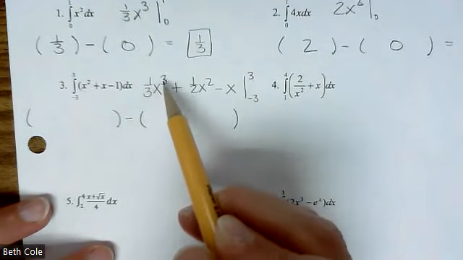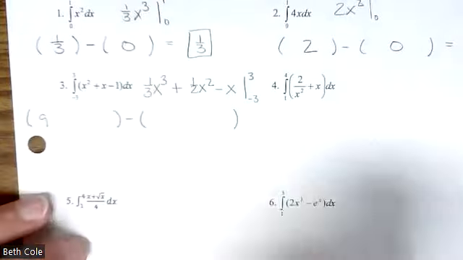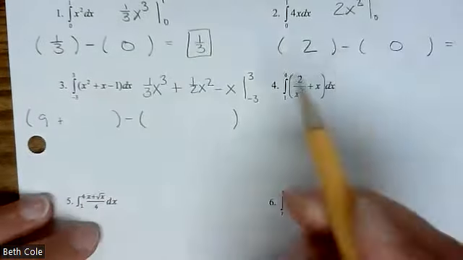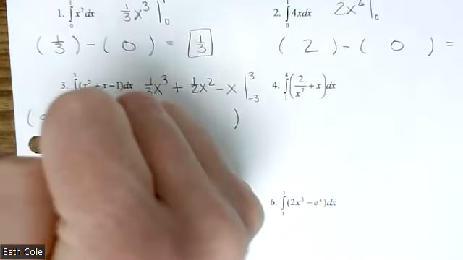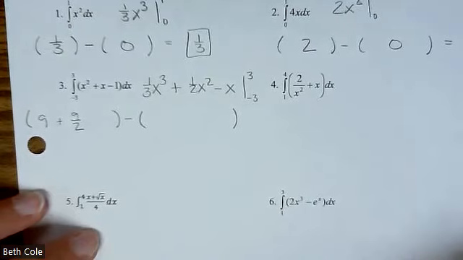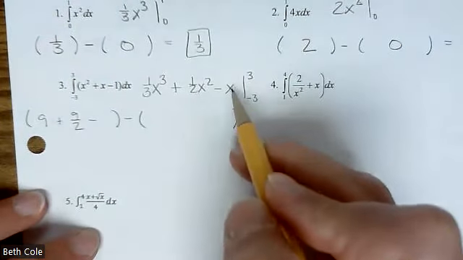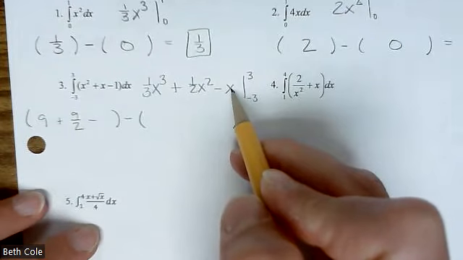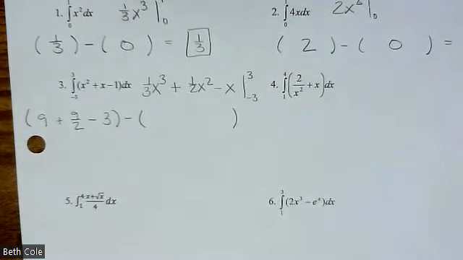3 cubed, 27, and then 1/3 of that is 9. Good. Plus 3 squared, 9, but it's going to be 9 halves. Don't you dare write 4.5. Minus, minus what? 3. I have a reason. It's going to turn out better if you leave it as a fraction.